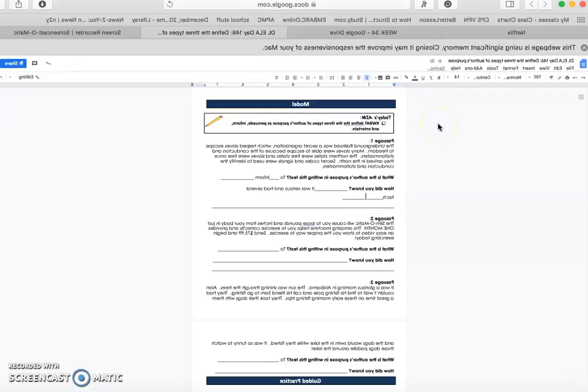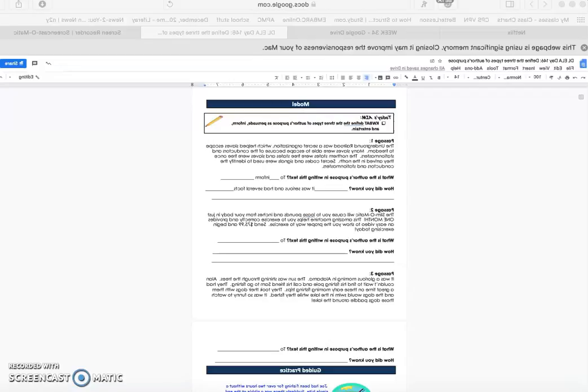Passage number 2. The Slim-O-Matic will cause you to lose pounds and inches from your body in just 1 month. This amazing machine helps you to exercise correctly and provides an easy video to show you the proper way to exercise. Send $75.99 and begin exercising today.